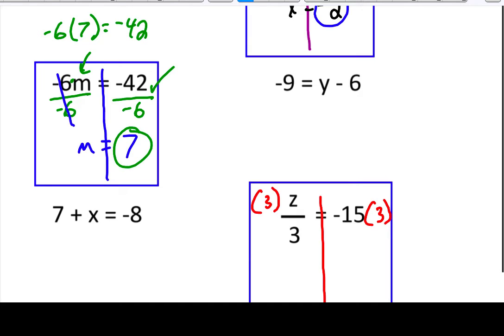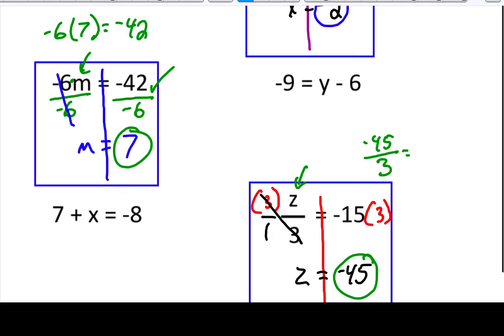Remember, the 3's are going to cancel out because this 3 is really kind of like a 3 over 1. So I have a 3 in the numerator, a 3 in the denominator, so they cancel each other out, and I'm just left with z. -15 times 3 is -45. To do my check, I put my -45 back into the equation. -45 divided by 3. A negative divided by a positive is a negative. 45 divided by 3 really is 15.